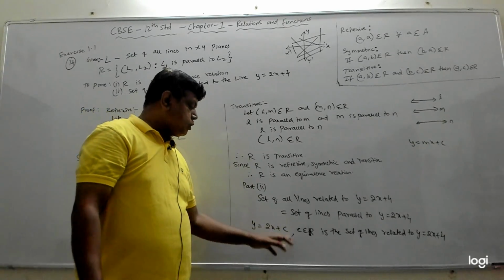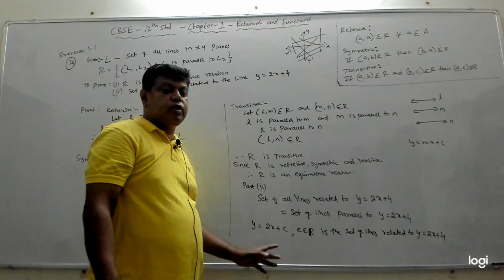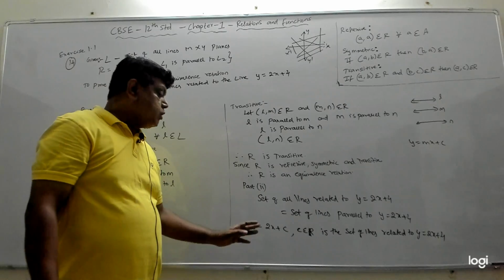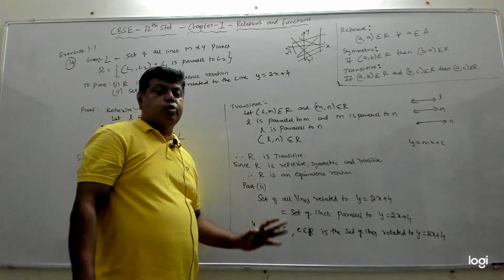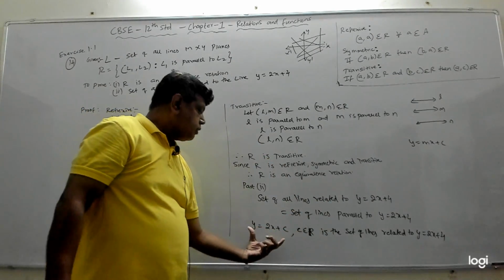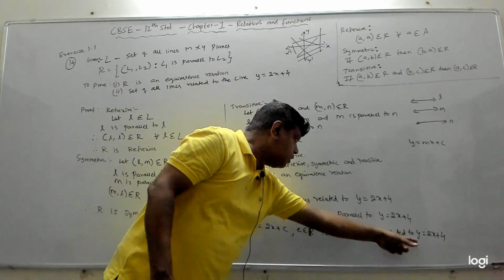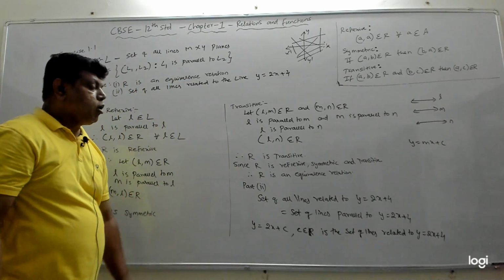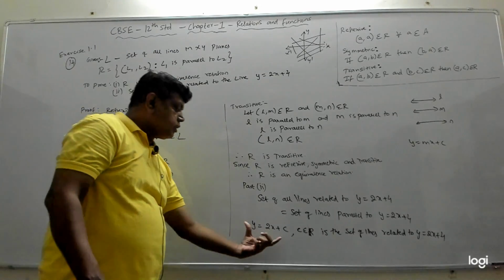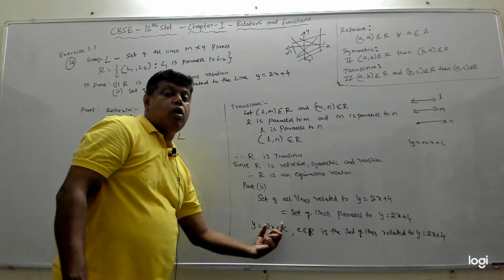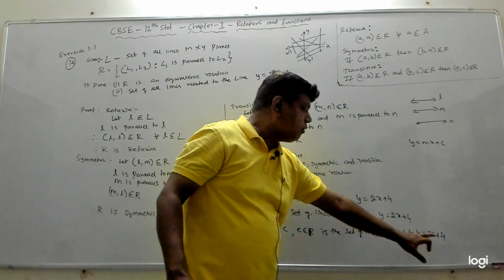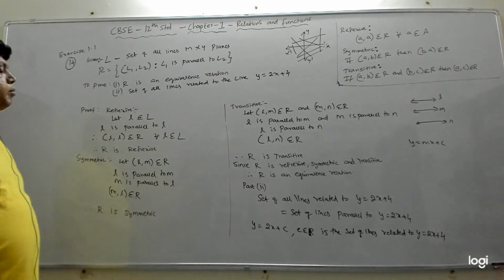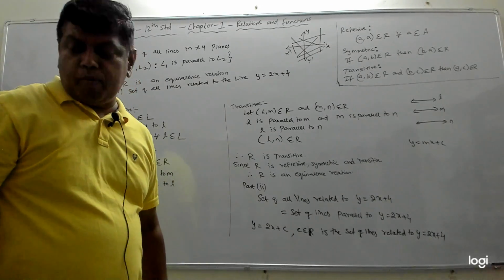Y is equal to 2x plus 1, y is equal to 2x plus 2, y is equal to 2x plus 3, y is equal to 2x plus 1 by 2, y is equal to 2x plus 0, y is equal to 2x plus root 2, all these. So all the lines which are related to this will be in this form, y is equal to 2x plus c, where c belongs to R. So this is the set of all lines which are related to the given line y is equal to 2x plus 4. Fine. So this completes the 14th problem also.